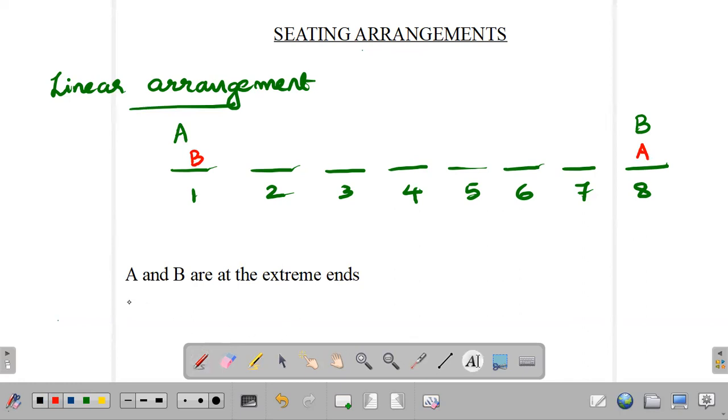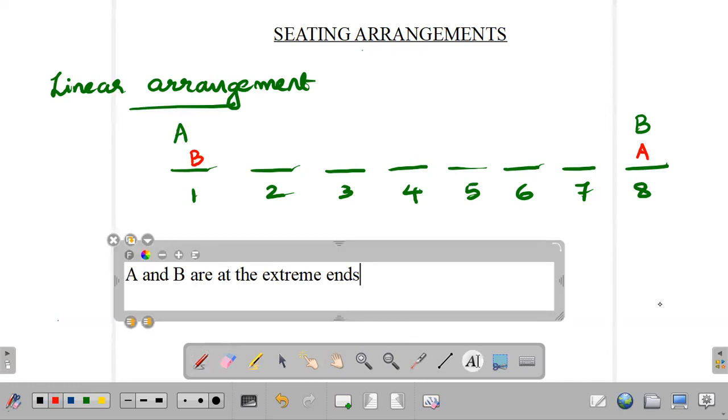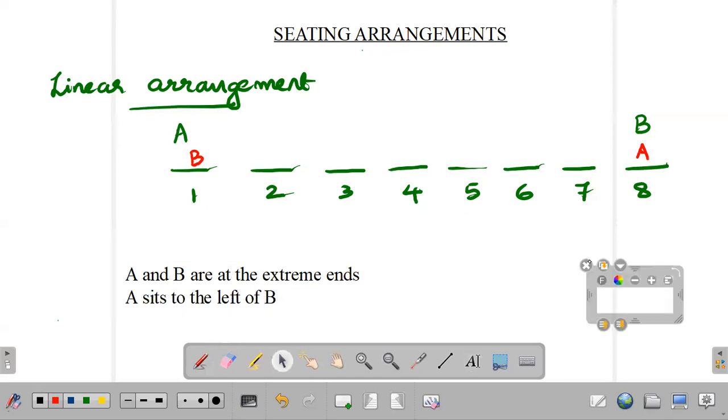Now imagine after this insight, I am sharing the next input. A and B are at the extreme ends. Then I am telling you A sits to the left of B. So now you are processing two inputs simultaneously. Should you consider the green arrangement or the red arrangement? The green arrangement, because in the green arrangement they are at the extreme ends and A is to the left of B. Did you get me? So I will be erasing this red arrangement now.